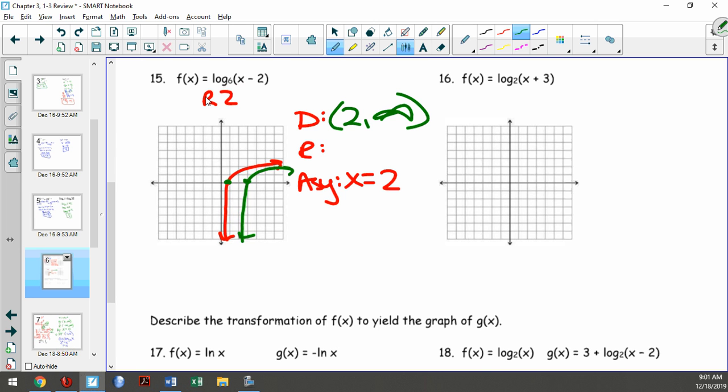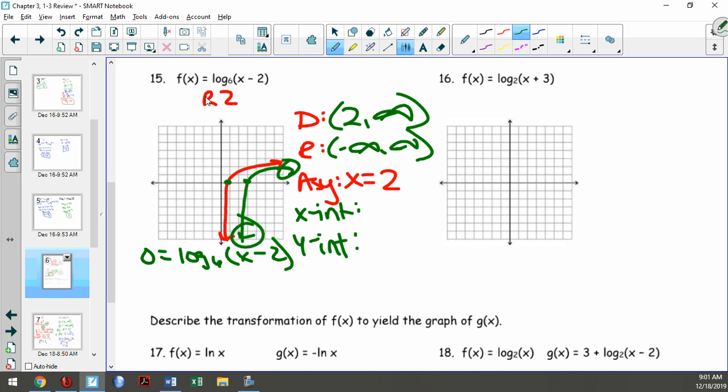And what is my range? These arrows are going to be from negative infinity to infinity. And then my x-intercept and my y-intercept I need to look at. Do I have an x-intercept? Meaning, does this thing cross the x-axis? Yeah, my green graph does. And that's going to be whenever y is 0.